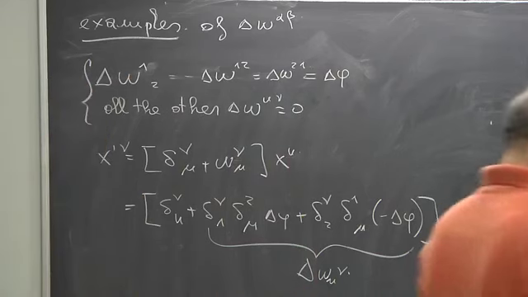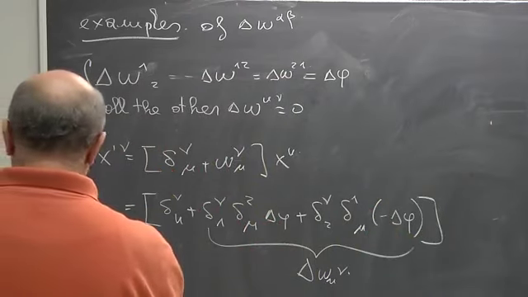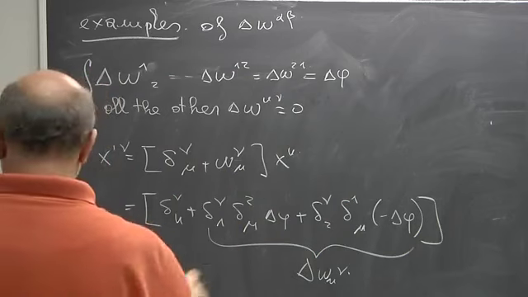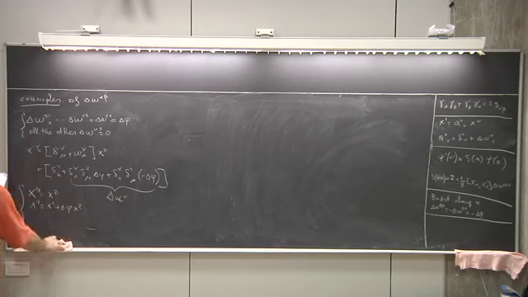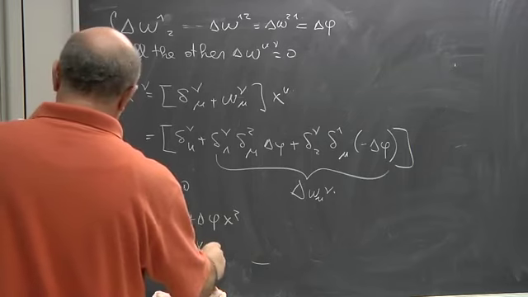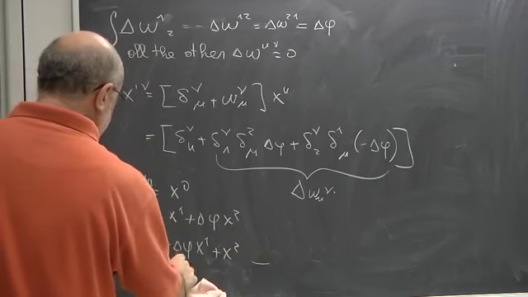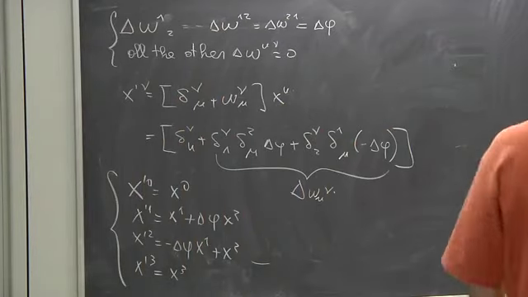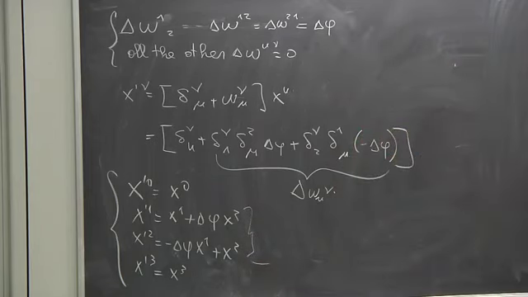Okay, let's go and look at it in components. If we look in components here, we have x prime 0 equal x0. Then x prime 1, let's put 1, 1, 1, and let's see what happens. We get x1 plus delta phi x2. Then we have x prime 2. This is minus delta phi x1 plus x2. And x prime 3 is equal x3. This is exactly a rotation around the axis x3, right? This is exactly an infinitesimal rotation around the axis x3.